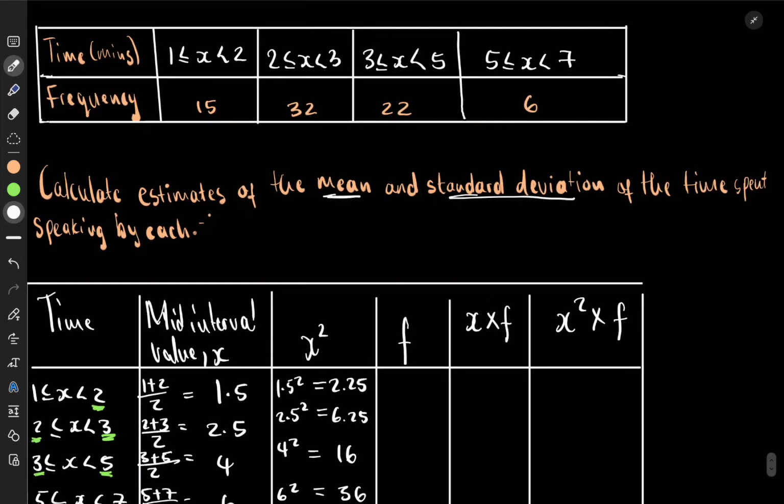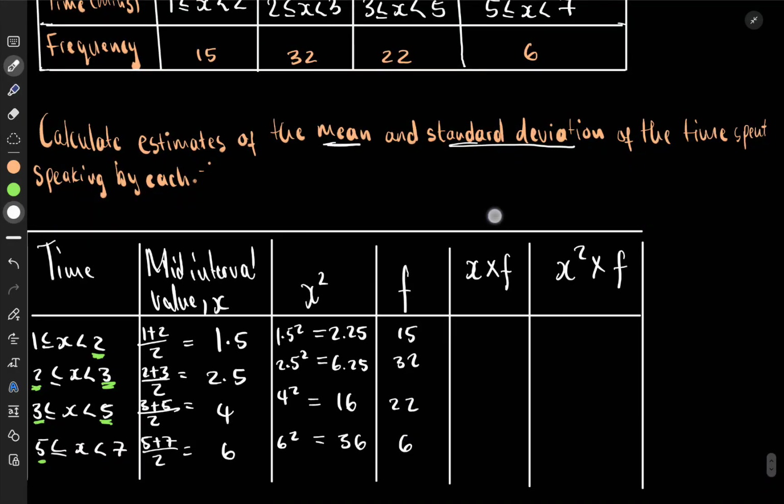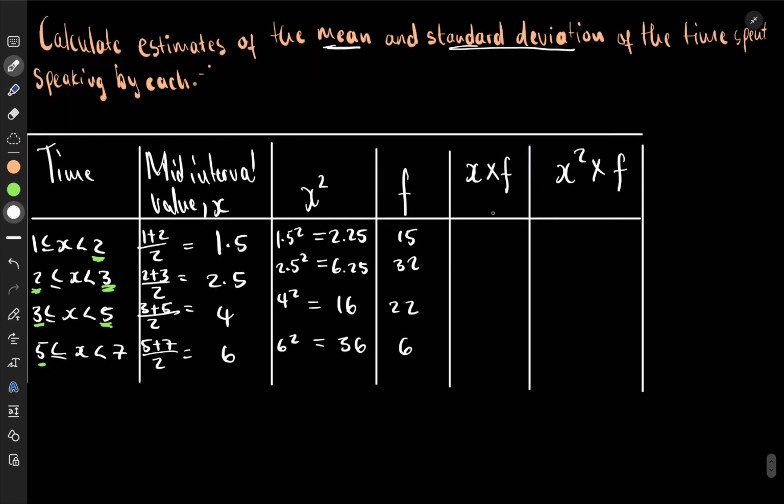Now the frequencies, we always take them from the table, right? 15, 32, 22, and so on. So let's put them. So this is going to be 15, 32, 22, and 6. Then now we can have it. Let's start with x times f, then x squared times f, right? X times f would be 1.5 times 15. Remember, x is right here, it's the mid interval. Then f is the frequency. So 1.5 times 15, we get 22.5, right?